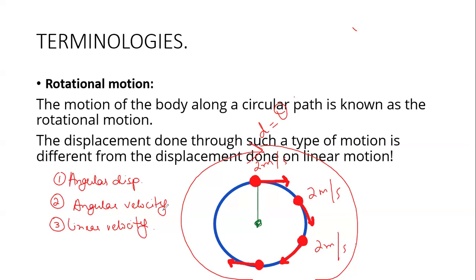When the string breaks, the object is not going to continue to travel in a circle, right? The object is going to shoot off in a straight line. Why? Because at every single point, the object also has a linear velocity. It has an angular velocity, which allows it to travel in a circle, but it also possesses a linear velocity.